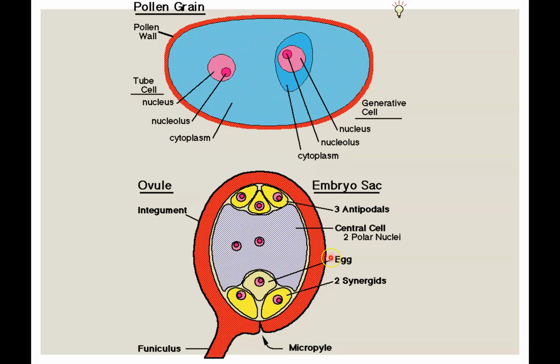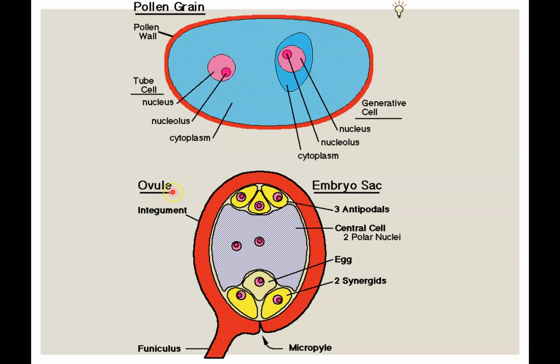So here is another closer look at the pollen grain, as well as the ovule and the embryo sac. So the pollen grain, remember, consists of the tube cell as well as the generative cell. The tube cell is shown on the left with the nucleus, nucleolus, and the cytoplasm. And there's not a clear division between them here in this diagram. And the nucleus, nucleolus, and cytoplasm of the generative cell are on the right.